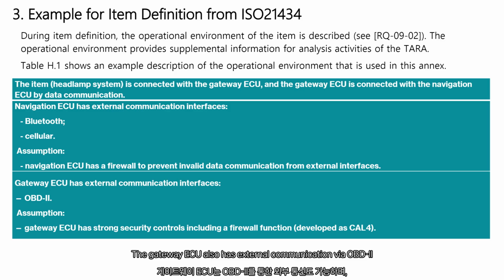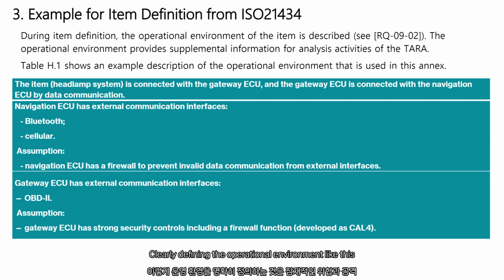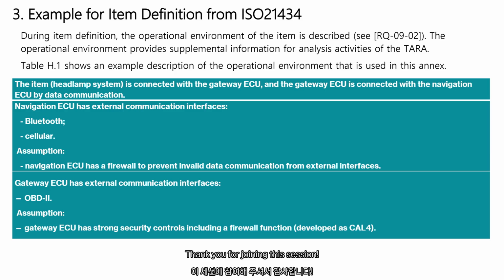The gateway ECU also has external communication via OBD2 and is assumed to have robust cybersecurity protections, including firewall functions developed to a high security level called CAL4. Clearly defining the operational environment like this helps us understand potential threats and attack paths, which is essential for the upcoming TARA steps.